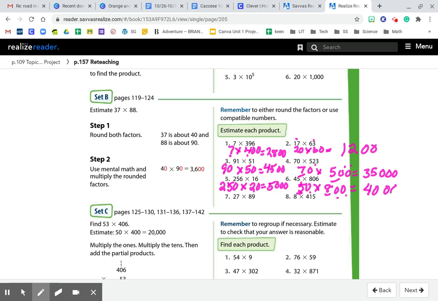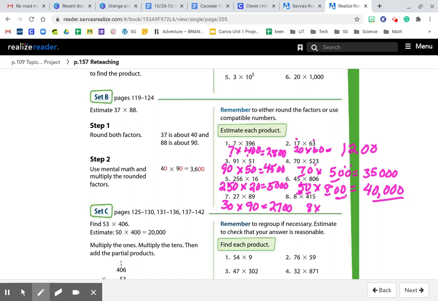And this is another example of one of those problems where you have more zeros in your answer than you do in your problem, because 5 times 8 is 40. And number 7, 27 times 89, I'll bring that up to 30. It's pretty close. And bring that up to 90. I will have an overestimate on here because both of these values are a little bit larger than the actual numbers. And number 8, I'm going to leave that 8 alone.